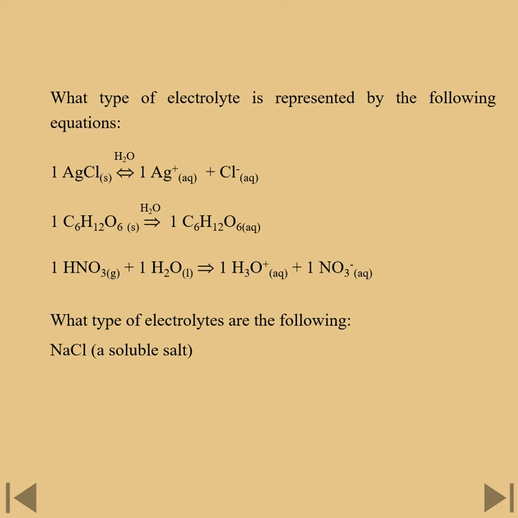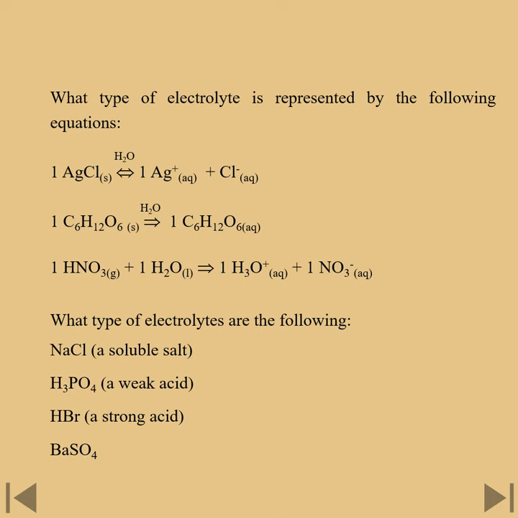And what type of electrolytes do we have here? Sodium chloride, a soluble salt. Well, soluble means we're going to get quite a bit to dissolve, so lots of ions, strong. Phosphoric acid, a weak acid. You may recall that weak acids formed low concentrations of ions and were weak electrolytes. Hydrobromic acid is a strong acid, and strong acids were examples of strong electrolytes.